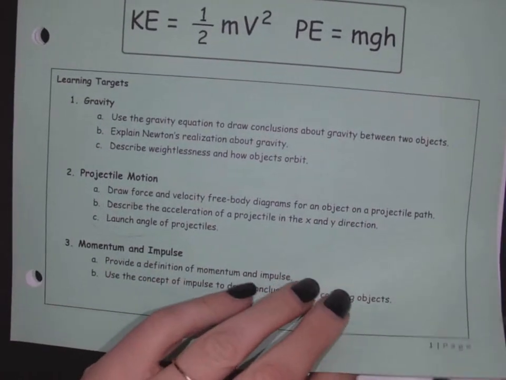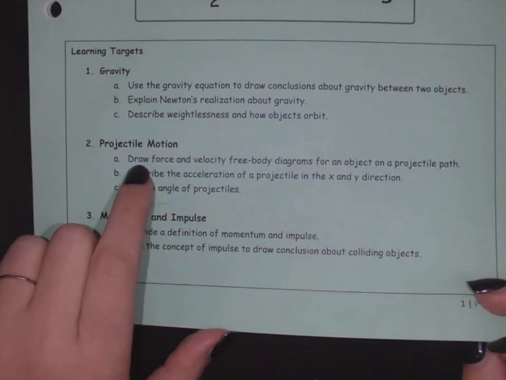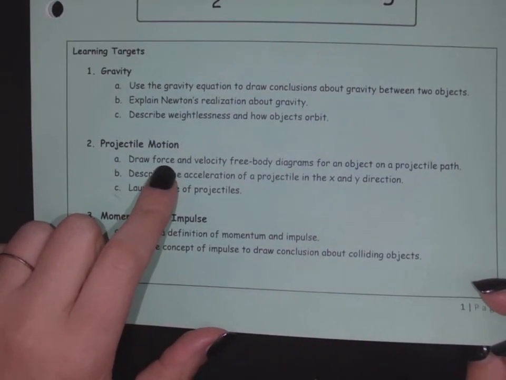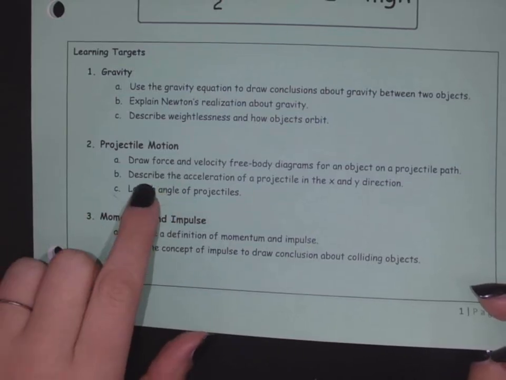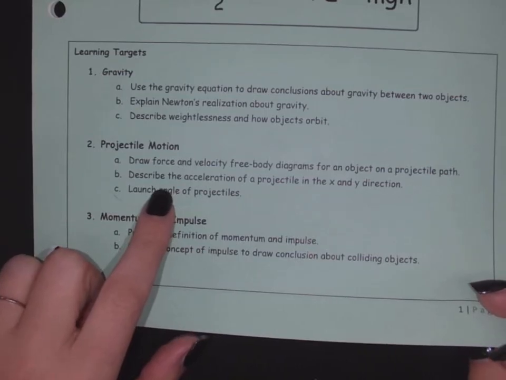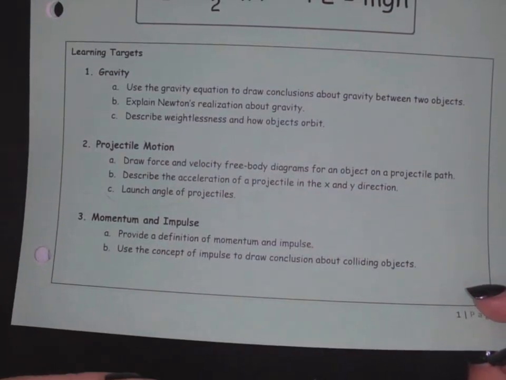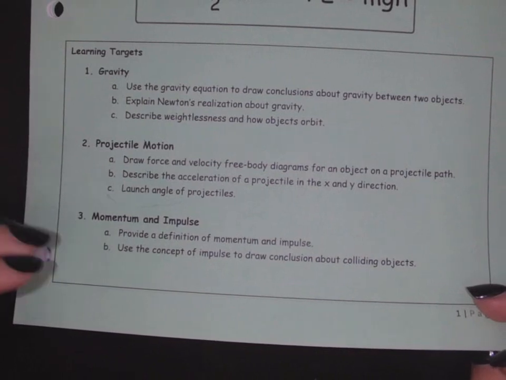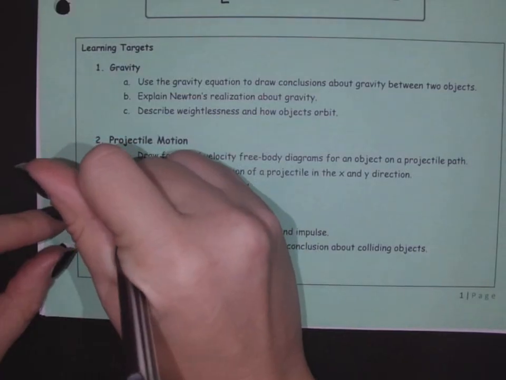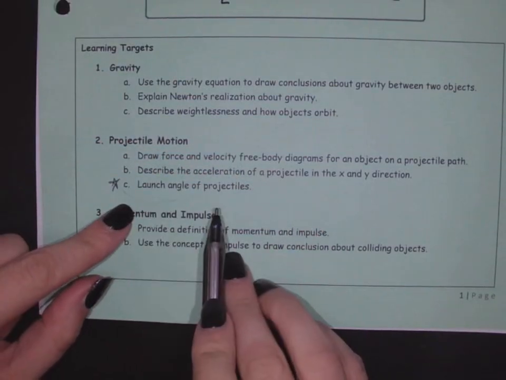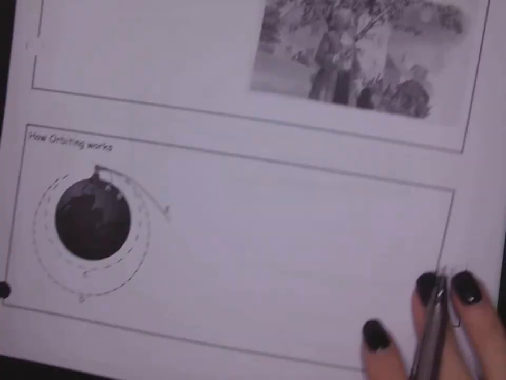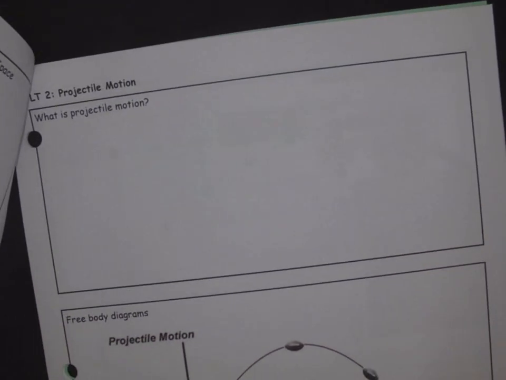Okay, learning target 2: draw force and velocity free body diagrams for an object on a projectile path. We need to be able to describe the acceleration of a projectile in the X and Y direction, so I'm going to be breaking this apart. And then we need to know about launch angles of a projectile. I have very purposely left this vague because this is going to be your project where you're going to be experimenting and figuring out something about launch angles. So please turn to page 7.